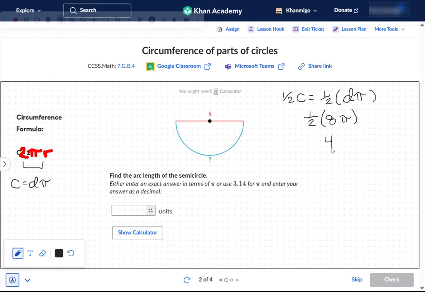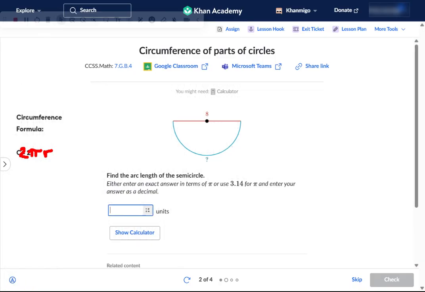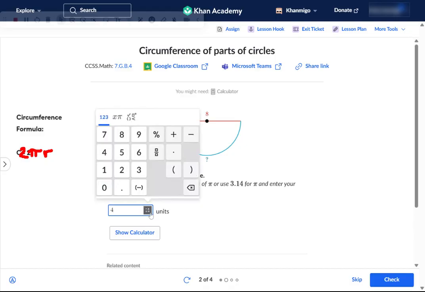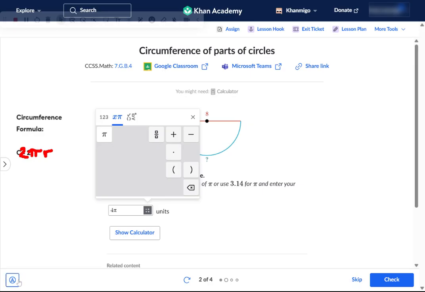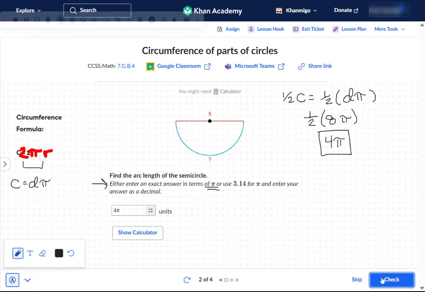Half of 8 is 4 pi, and down here it says we can either put it as an exact answer or leave it in terms of pi. So why do more work when you can do less work instead? So we're just going to leave it as 4 pi. So we're going to type in 4 and find the pi button. Here it is, 4 pi. And we'll check.